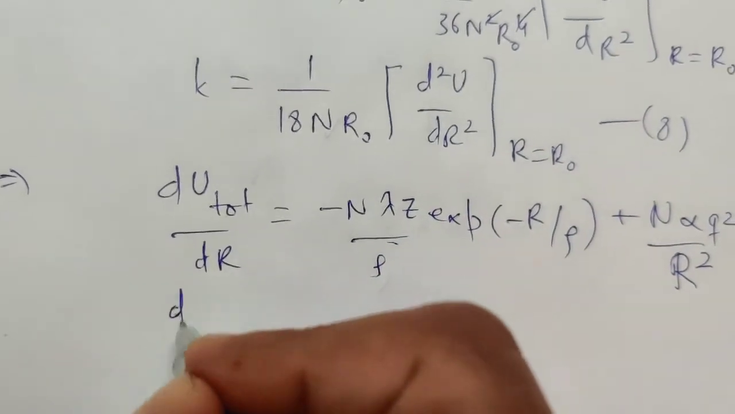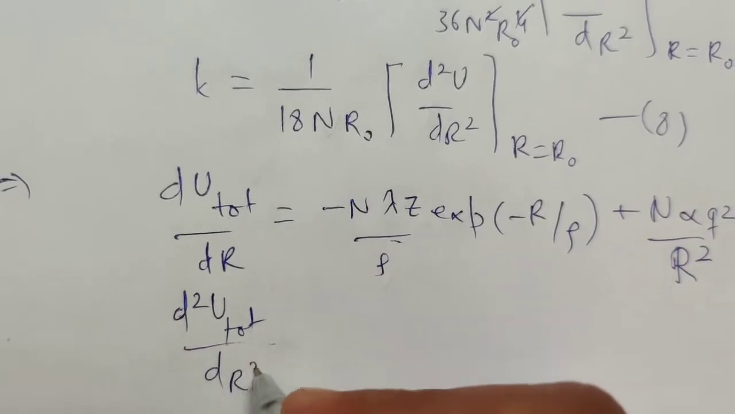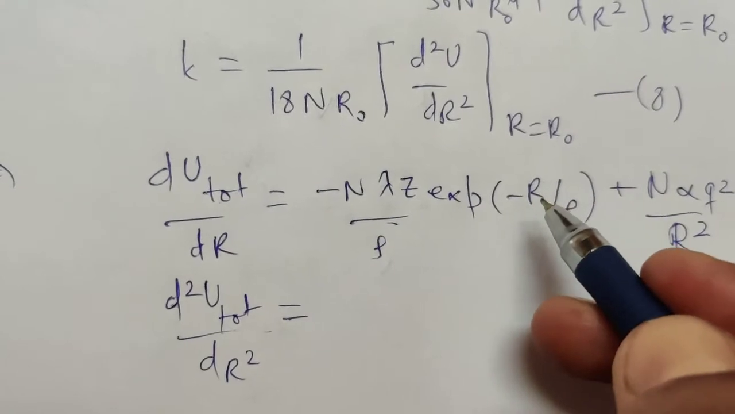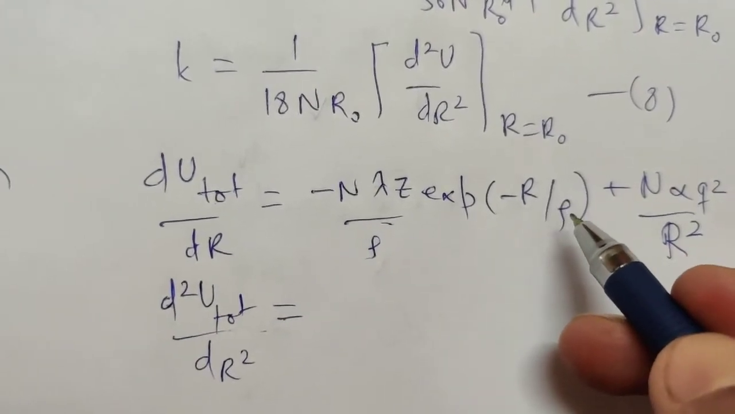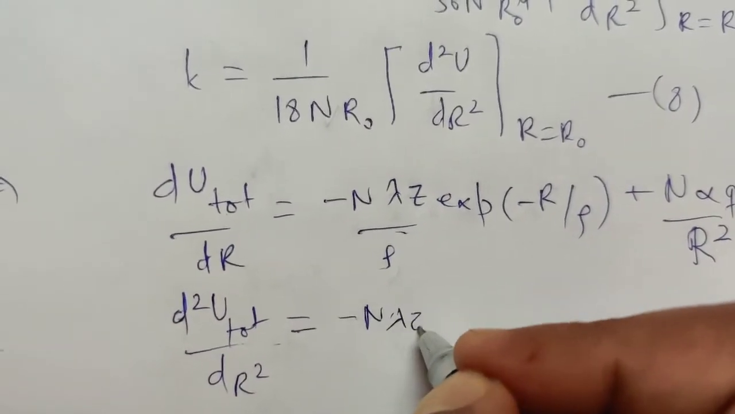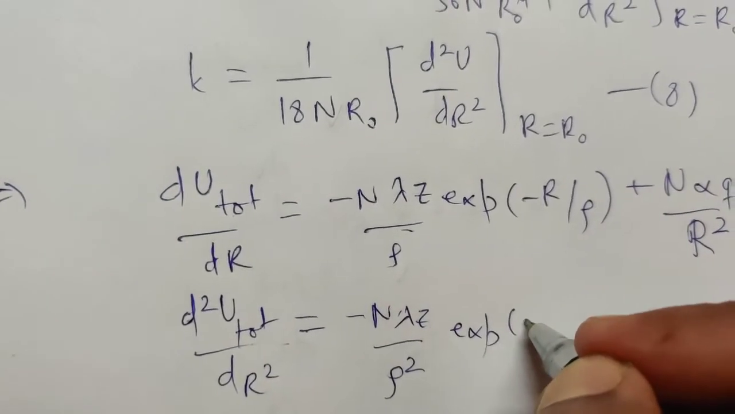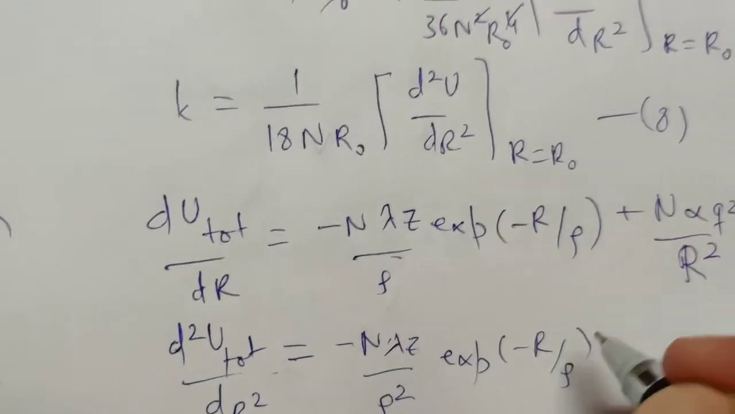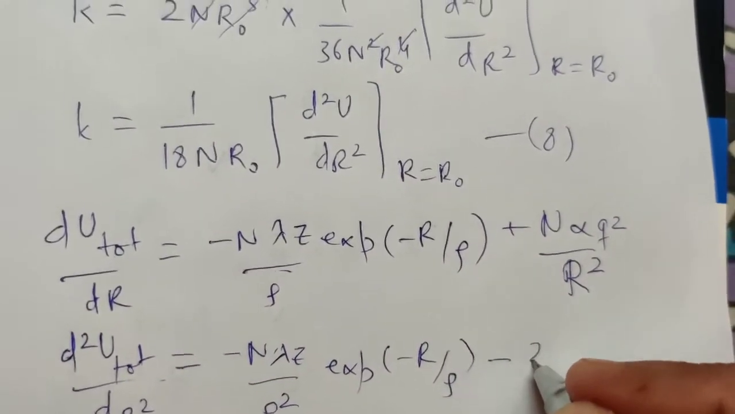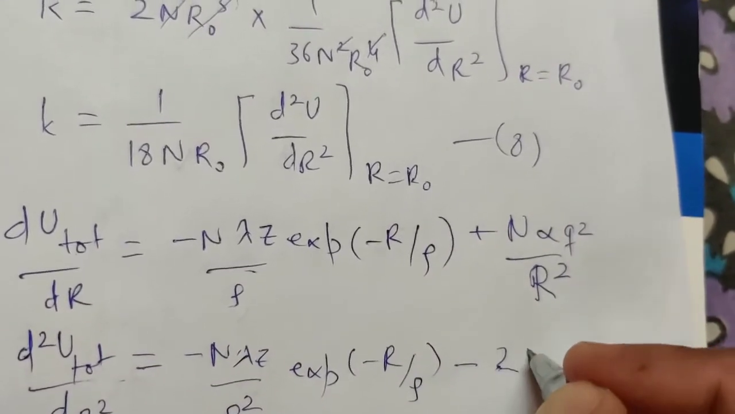Double differentiate this with respect to r. d square U total upon dr square will be, this is constant, this is the argument of z r, this will be 1 upon rho, so it will be minus n lambda z divided by rho square, exponential minus r upon rho, minus 2 n alpha q square upon r cube.